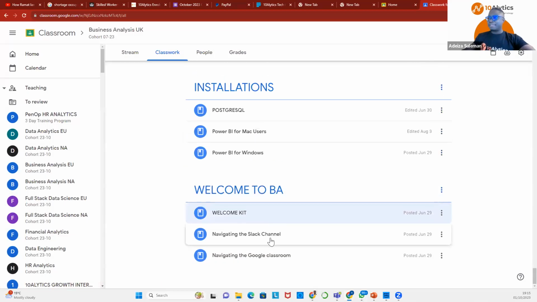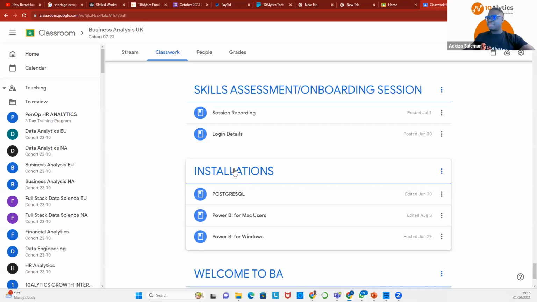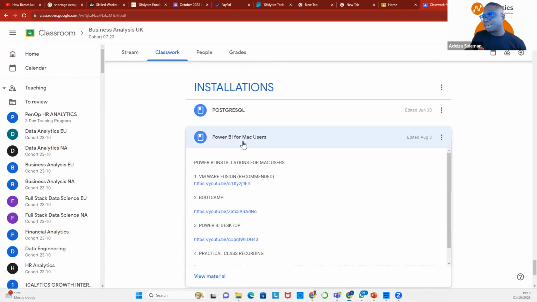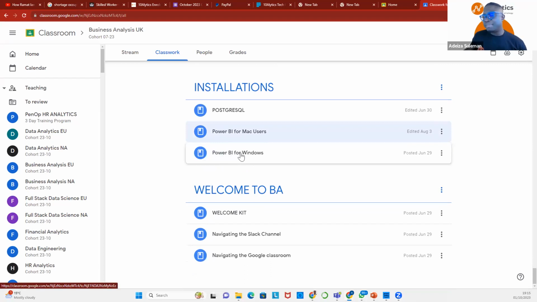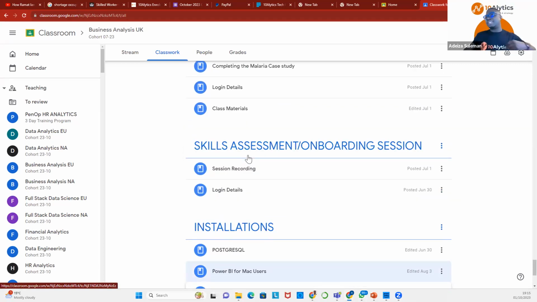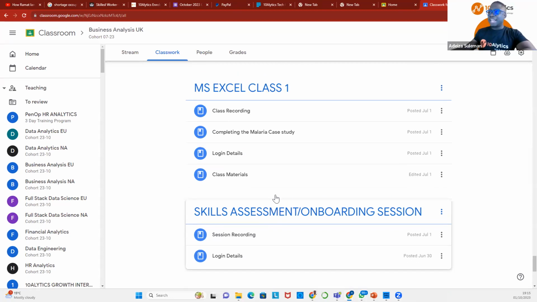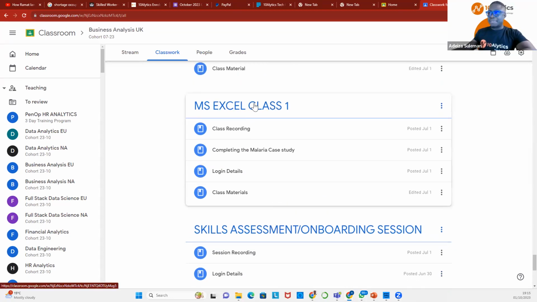Now, let's look at the very first class. So you have installations. For those of you using Mac, how to install Power BI for Mac, you have different materials to help you do that. Install Power BI for Windows, you also have that as well. We do a skill assessment to get a feel of where you are in terms of your capabilities and your skill level. And then you have your very first Excel class.